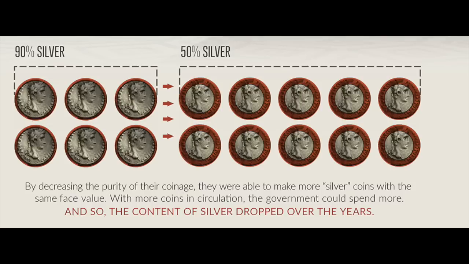As we just discussed, now we're back to the other article. By decreasing the purity of their coinage, they were able to make more silver coins with the same face value. This is the same thing as fiat, ladies and gentlemen. This is the earliest form of inflation, what we would call the inflation tax. With more coins in circulation, the government could spend more. And so the content of silver dropped over the years.